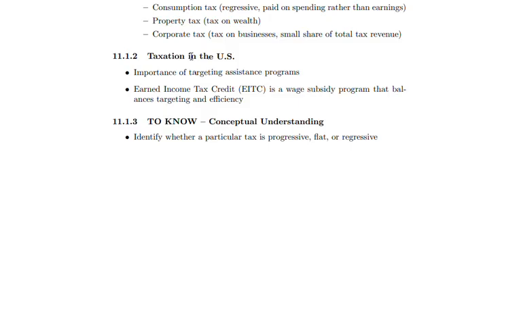The Earned Income Tax Credit, EITC, is a wage subsidy program that balances targeting and efficiency. That means if you are poor, you can get more money relative to the wage you used to earn. Like Gates maybe just gets 40% of the subsidy, but the poor person can get 90%. This is called the earned income tax credit.